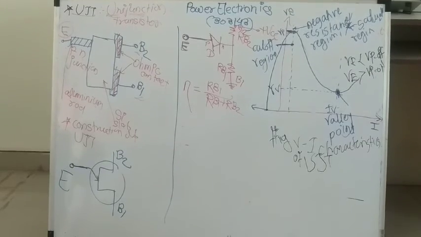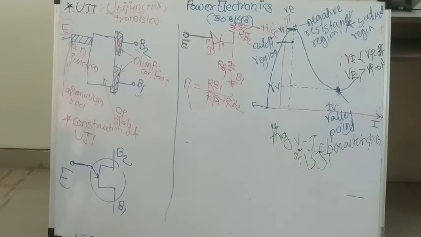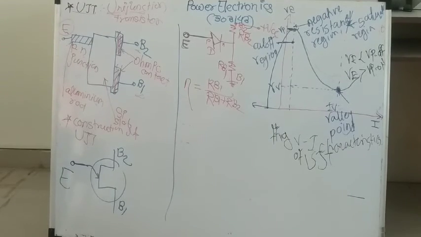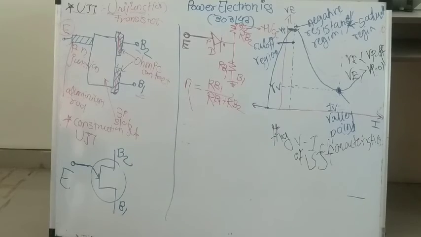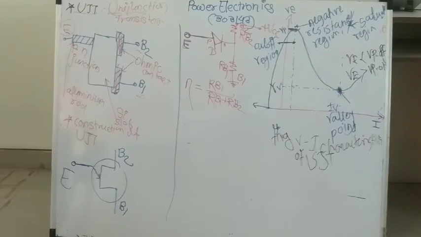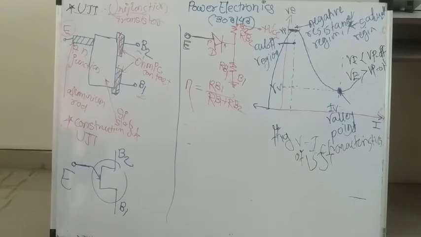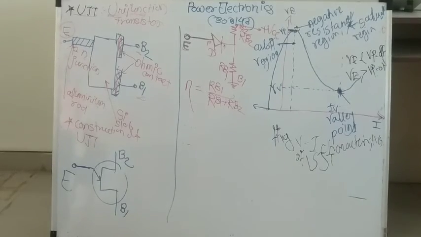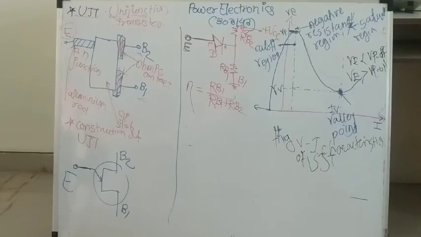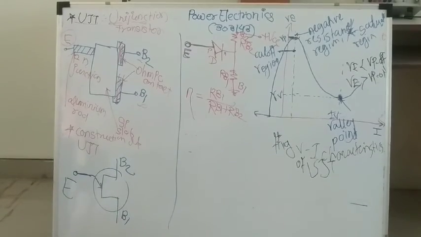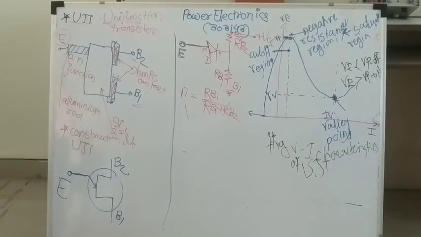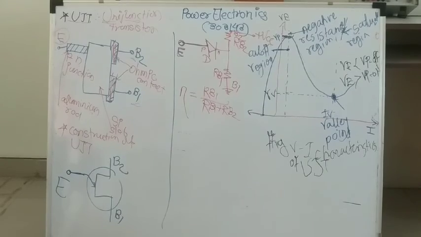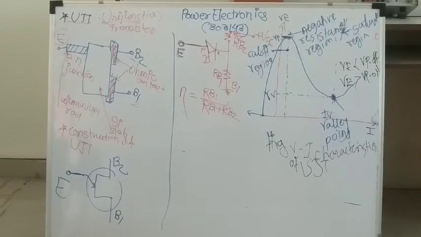Now the second application of UJT is the relaxation oscillator. We know an oscillator is nothing but a wave generator, that is, without input it will generate waves. In this case also, the Unijunction transistor is used. Hence, it is the most important device used for triggering the SCR as well as triac, and it is also used in the relaxation oscillator.